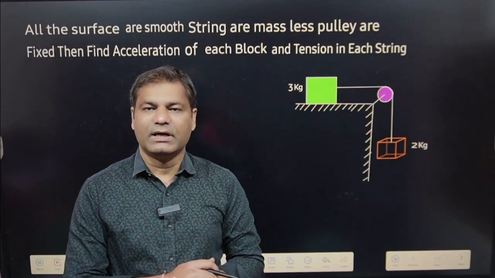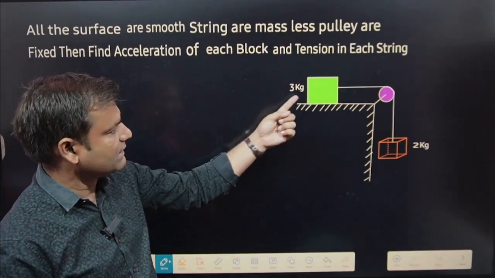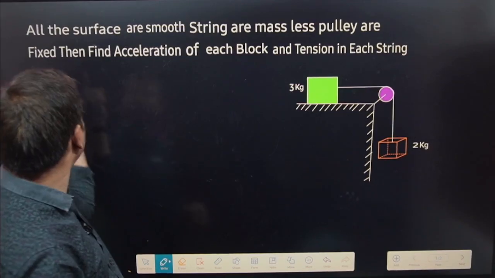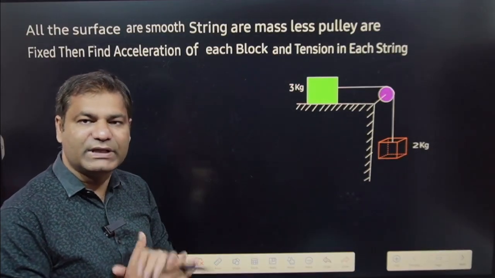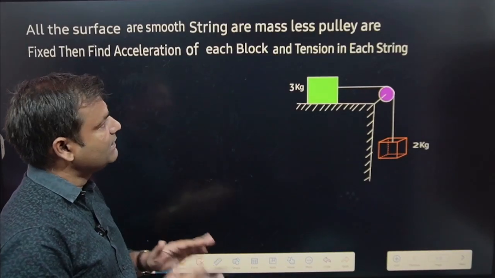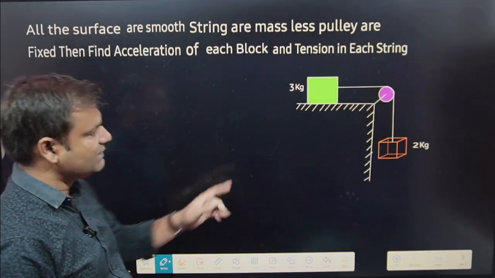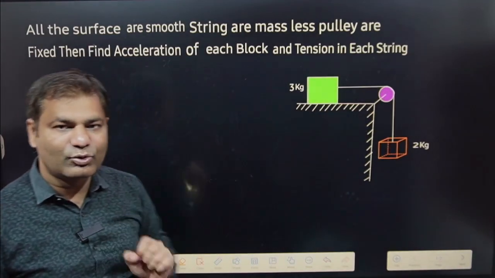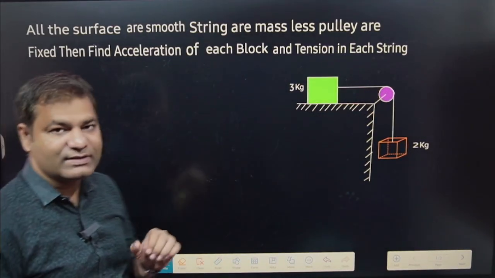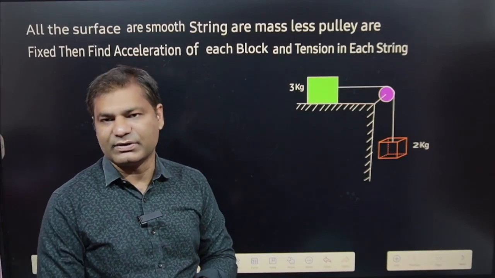Now, question of the day, our motto, we have focused on this picture. According to the question, all the surfaces are smooth, the string is massless, and the pulley is fixed. Then our motto is to determine the oscillation of each block and the tension in the string.